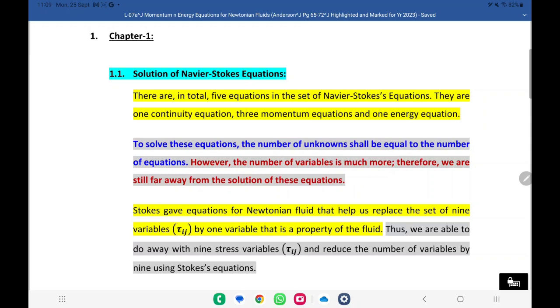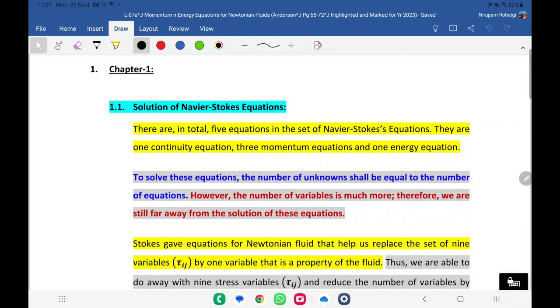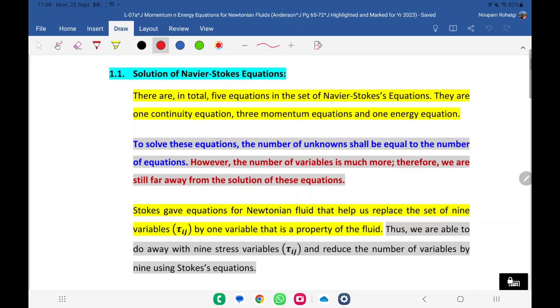What are these Navier-Stokes equations? Now these are those 5 equations which we have already talked about. So they are traditionally known as Navier-Stokes equations. Okay. And what are those equations? They are basically the same we have discussed. One is the continuity equation, 3 momentum equations, and 1 energy equation. They all put together are called Navier-Stokes equations.